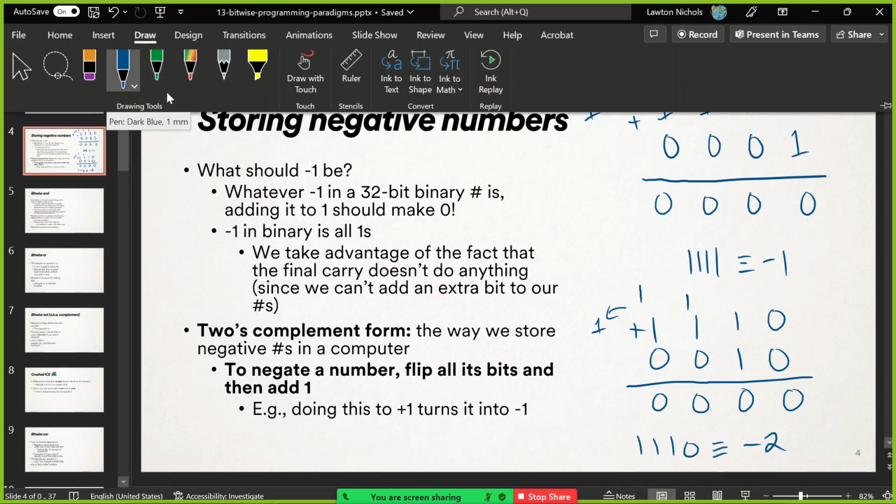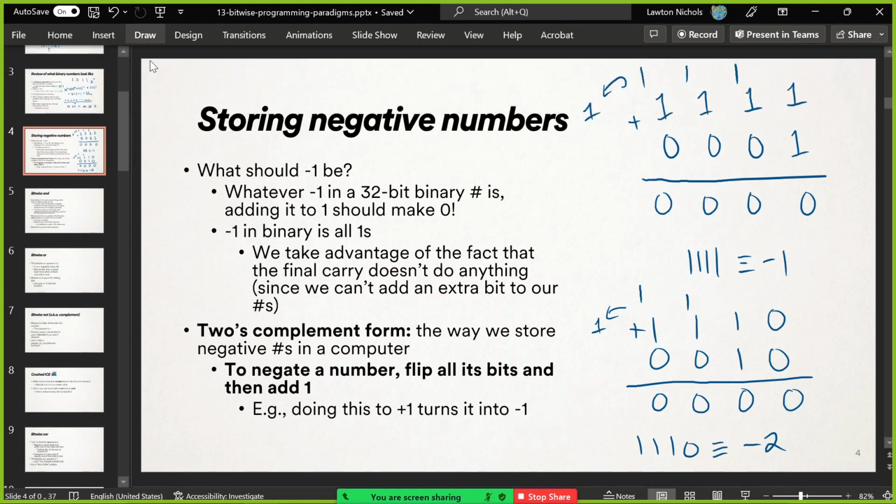And the technical term for all of this, the fancy form that we've just discovered for negative numbers, is called 2's complement. That's how we say this. That's how we store numbers that are negative in a computer. We call it 2's complement form. And there's a trick to do it quickly, to negate any binary number.